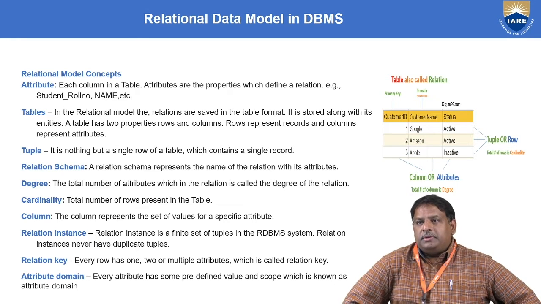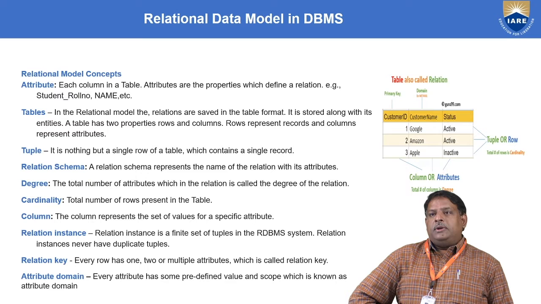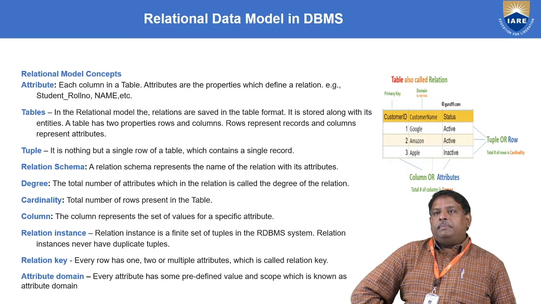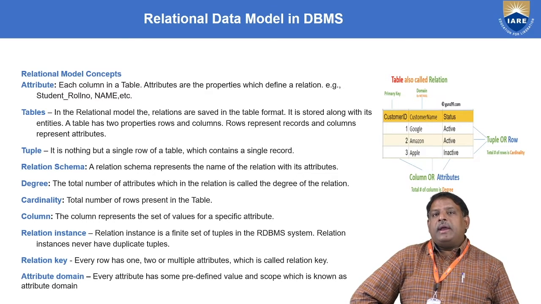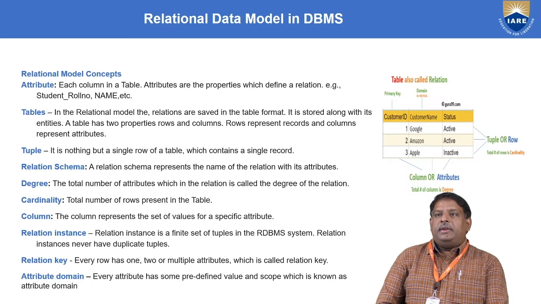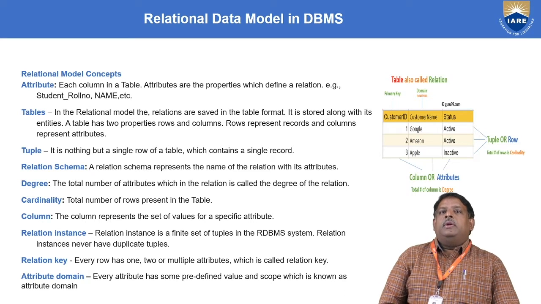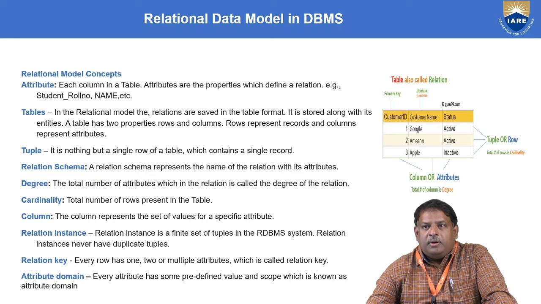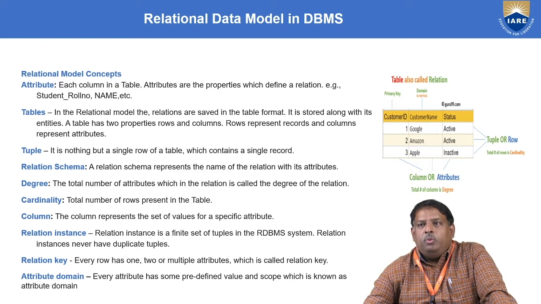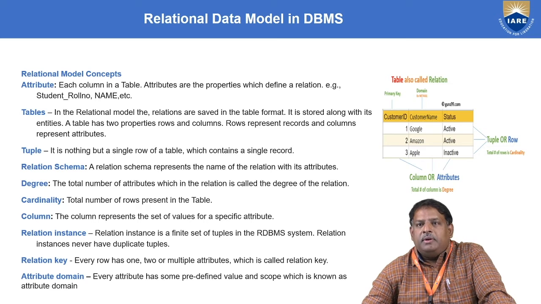Rows represent records. See, 1, 2, 3 are rows. This will represent the records. The columns represent attributes. Customer ID, customer name, status are nothing but attributes. So we have seen what is a table, what is an attribute. Now let's see a tuple. A tuple is nothing but a single row, a single record. Now 2 is a record, 3 is a record, 1 is a record. A single record is nothing but a tuple.